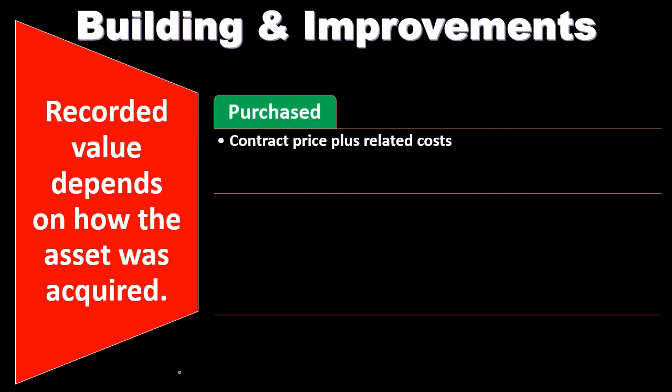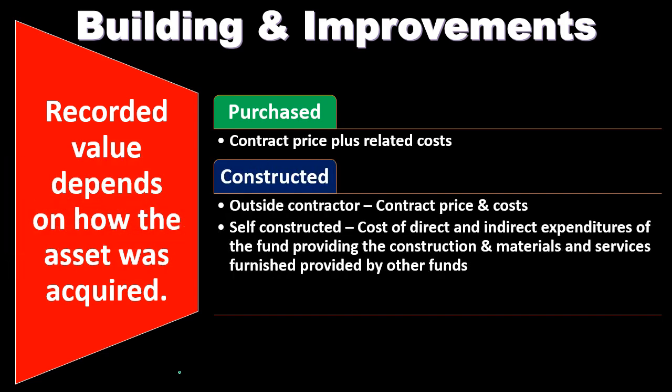The most common way to acquire in a for-profit type of organization is to purchase the building and improvements. And then, of course, we have the market once again, and we put it on the books at the contract price plus any related costs. If we construct the building, then we have to determine whether or not we used an outside contractor to construct the building or if we constructed it ourselves.